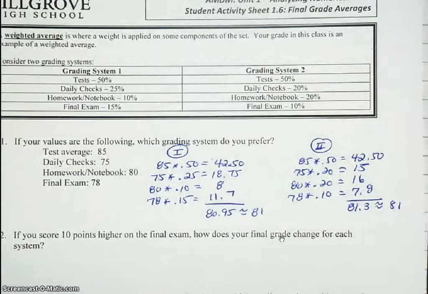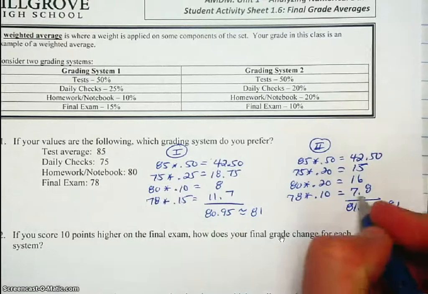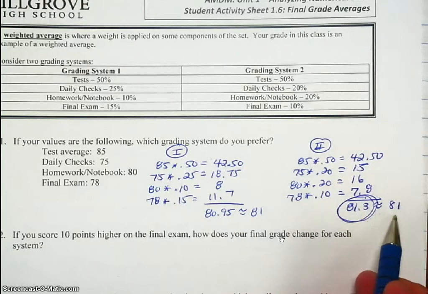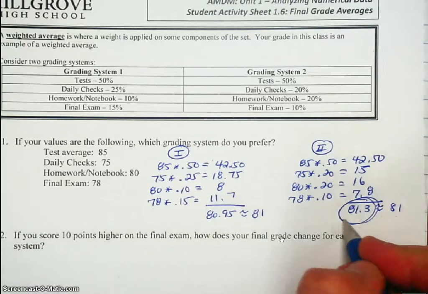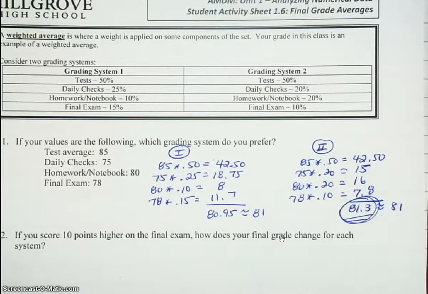But if we're looking at these two, and the question says, which grading system do you prefer? We would prefer grading system 2, because technically I'm only 0.2 away from being at an 82 here, whereas I'm still a ways away from getting an 82 here. So I would still prefer to have grading system 2 because although when I round it I have the same average, I do have a little bit higher average in the decimal places.